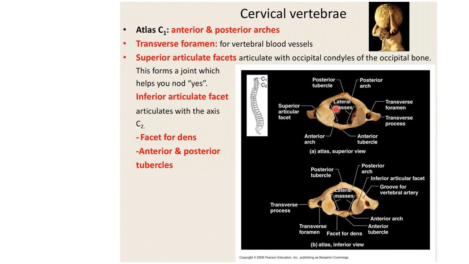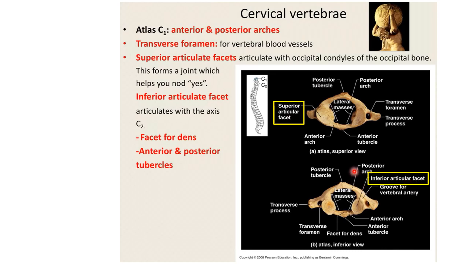Okay, what is important to know here? This one has superior articular facets that are very important for contacting the head bones. The head is going to be sitting over there, and this is why you can say yes, because of your superior articular facets. This helps your head to nod yes. Then you have here your inferior articular facets.